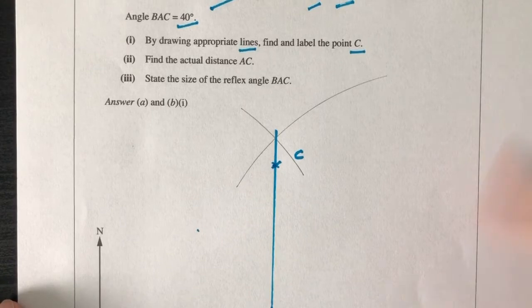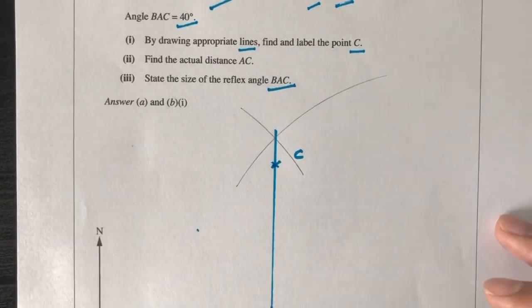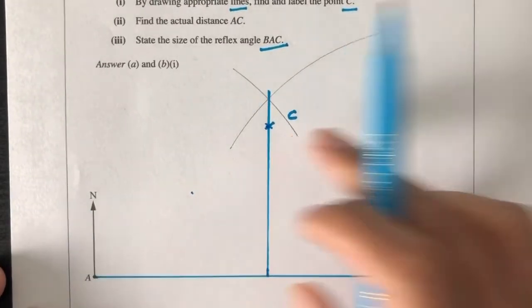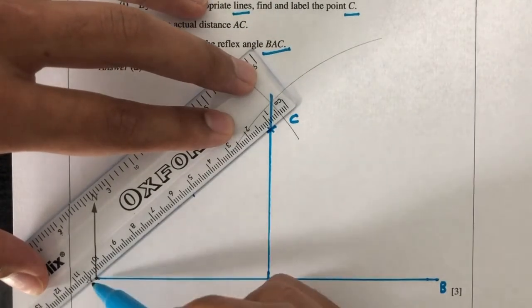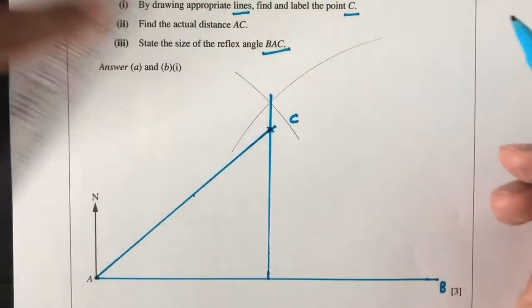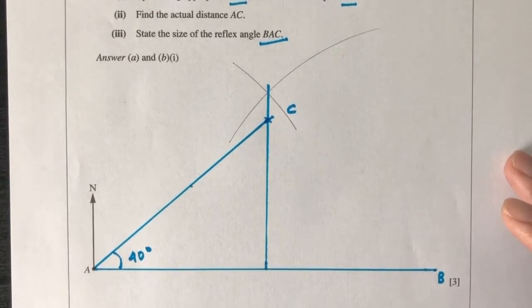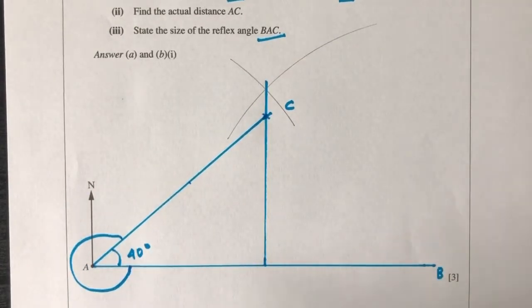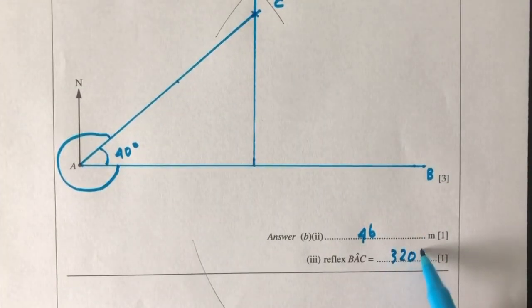Now for part 2, we have to find the size of the reflex angle BAC. State the size of that angle. So BAC. Let's mark this down and see which angle we are looking for. If this angle here is 40, we're looking for angle BAC for the reflex angle. It will be 360 minus 40. That should be 320. So this is your question number 22.